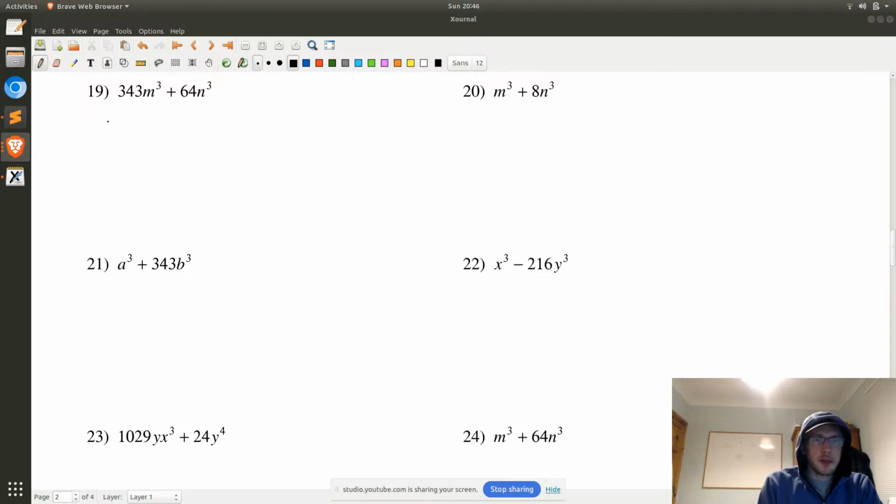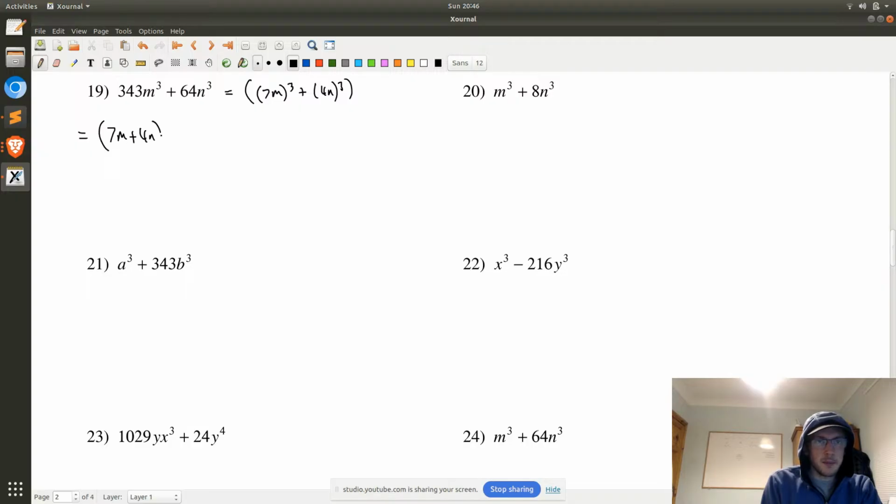Okay. This is the sum of two cubes. It's the sum of the cube of 7m and the cube of 4n. So following the pattern, 7m add 4n. Open your brackets. Square the first one. Minus the product of the two. Plus square the last one.